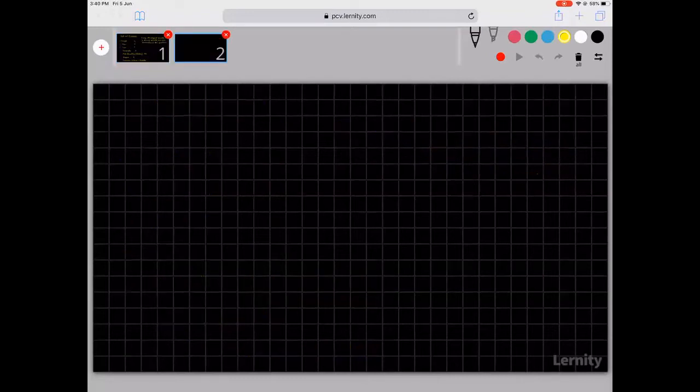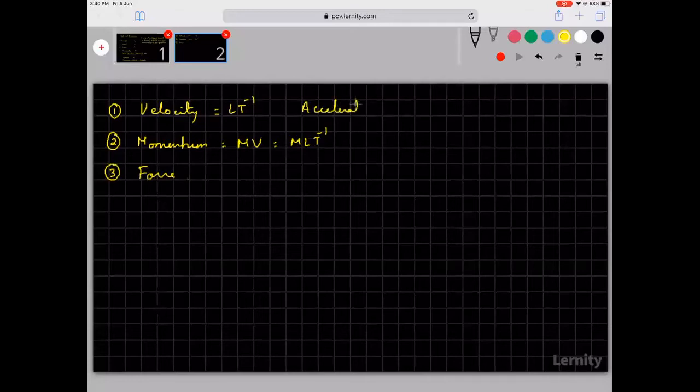So I explained to you velocity is L T power minus 1. Then momentum. Momentum is mass into velocity, so it will become M L T power minus 1. Force. So velocity is this much, acceleration is velocity by time, so L T power minus 2. Force is equal to mass into acceleration, so it is M L T power minus 2.